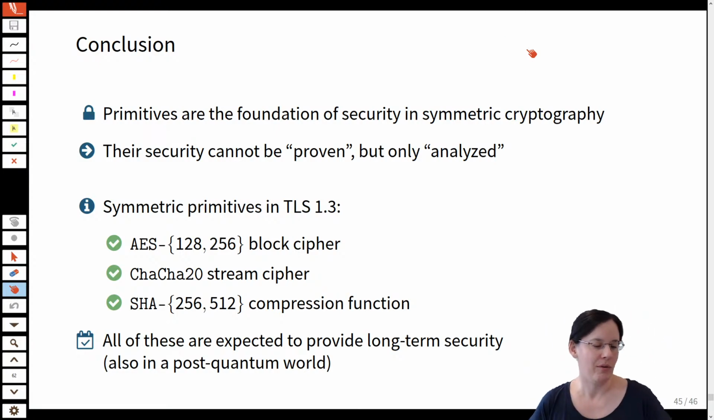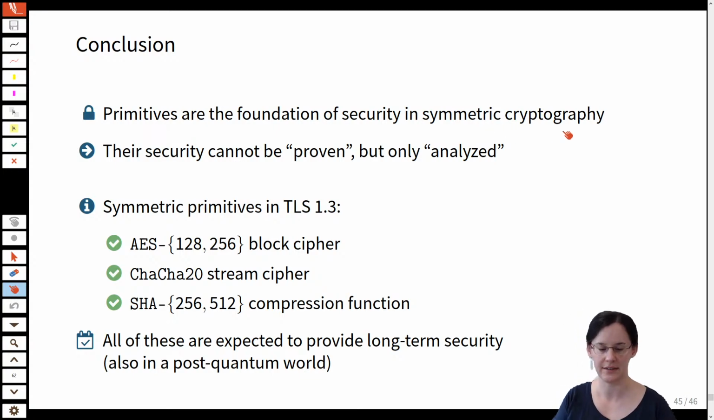So what did I try to convince you of today? I tried to convince you that primitives are the foundation of security in symmetric cryptography. So they take simple non-secure operations and iterate them in a way that they become something secure. And how secure should be at least as secure as the interface promises. So, for example, if you have a 128-bit key, you shouldn't be able to find a faster attack than guessing the key. Now what's important is the security of these primitives cannot be proven.